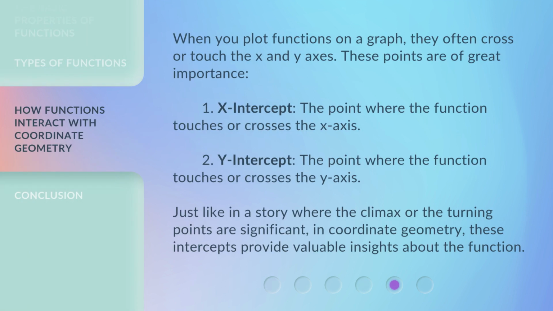When you plot functions on a graph, they often cross or touch the x and y axes. These points are of great importance. 1. X-intercept, the point where the function touches or crosses the x-axis. 2. Y-intercept, the point where the function touches or crosses the y-axis. Just like in a story where the climax or the turning points are significant, in coordinate geometry, these intercepts provide valuable insights about the function.